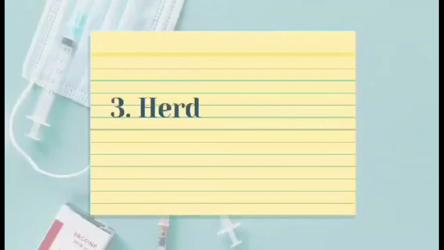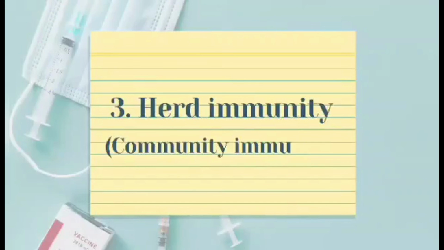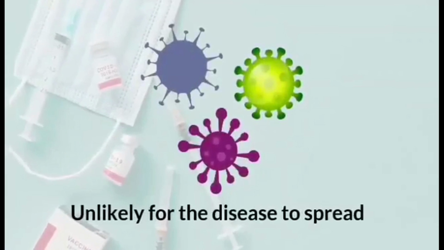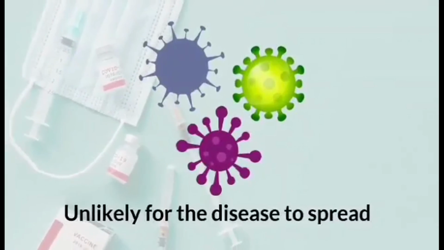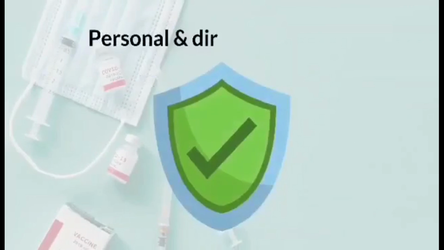Thirdly, vaccines are important in order to obtain herd immunity. This is known as community immunity. When enough humans in a population are immune to an infectious disease, it is unlikely for the disease to spread from person to person. The overriding health benefit perceived by most vaccine recipients is their personal and direct protection on a population level.